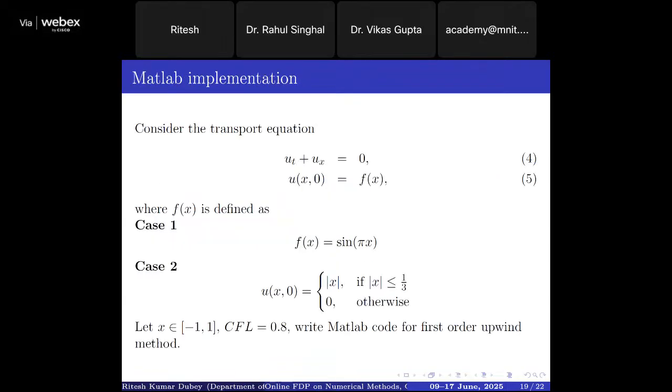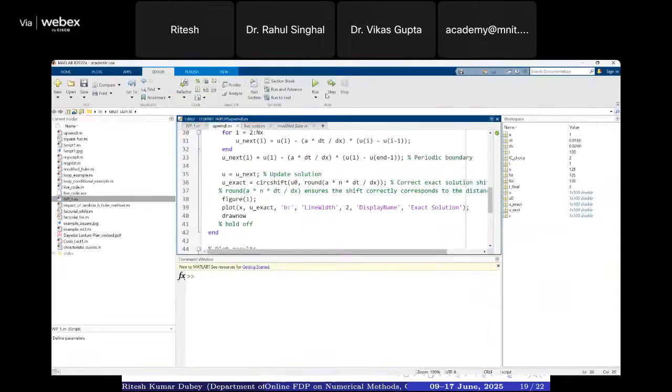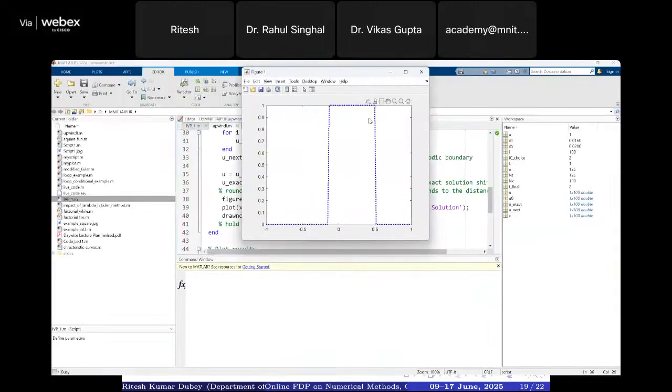Let us see how we can solve this problem in MATLAB. Again, I am taking two different cases. In the first case, we have taken a very nice smooth initial condition, f of x equal to sin pi x. In case 2, u of x,0, that means f of x, is equal to mod of x if mod of x is less than 1 by 3. So basically it is this initial condition which we have taken.